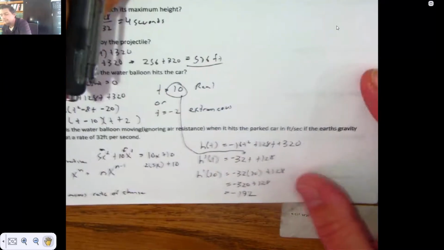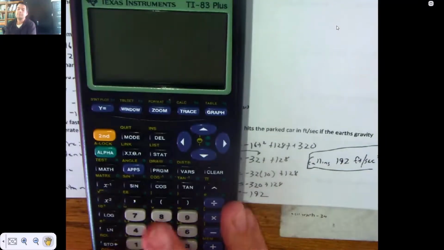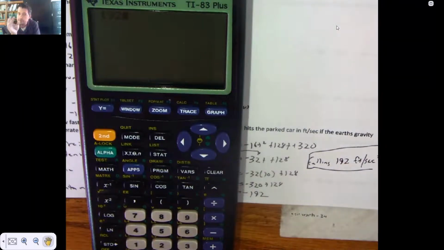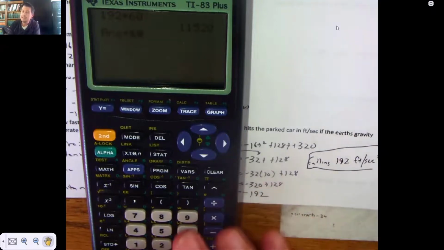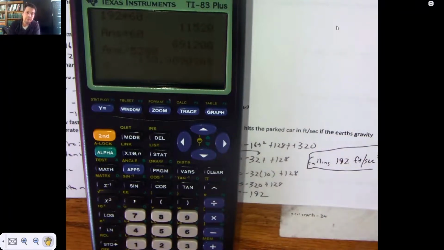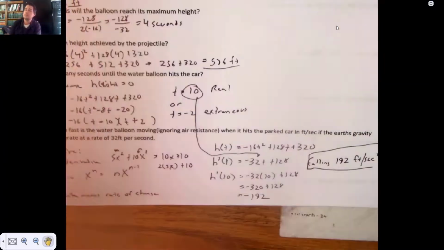So what does this mean? We're falling 192 feet per second. That's pretty impressive. I won't ask for this in miles per hour, but that's still pretty quick. You take 192, that's feet per second, you multiply it by 60, that's feet per minute, you multiply it by 60, that's feet per hour, you divide by 5280, that's miles per hour, 131 miles per hour. That's pretty quick, isn't it? I think it's quick.